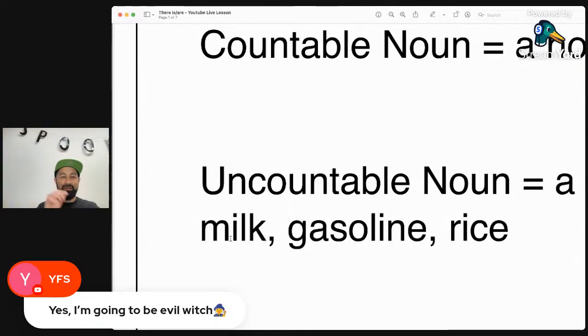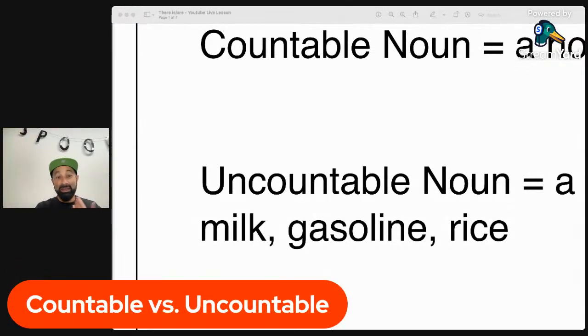Milk. If I put milk in my hand, I can't count it. Gasoline. Gasoline is also a liquid. If I put it in my hand, I cannot count it. If I see gasoline in a bucket or on the ground, I cannot count it.